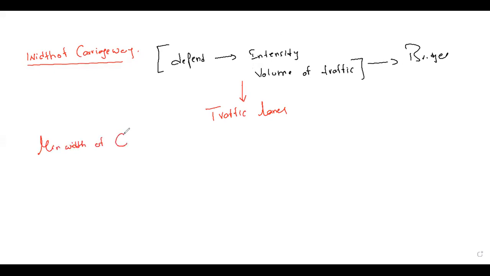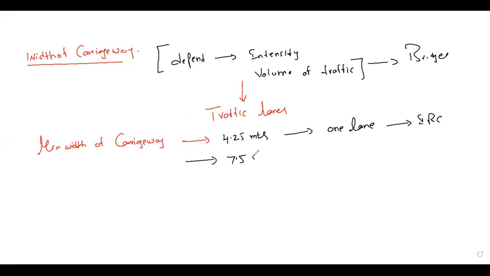Anyone? What is the minimum width of the carriageway for a single lane? 3.75? No, if you are going for the minimum width of carriageway for bridges, it should be 4.25 meters. Please remember that. This is for one lane, which is recommended by IRC. If you are going for two lanes, it will be 7.5 meters. This is for two lanes. So please remember this. This is what the Indian Roads Congress recommends for bridges.